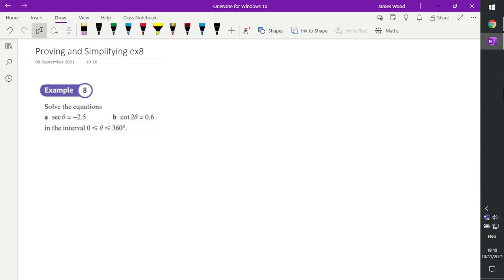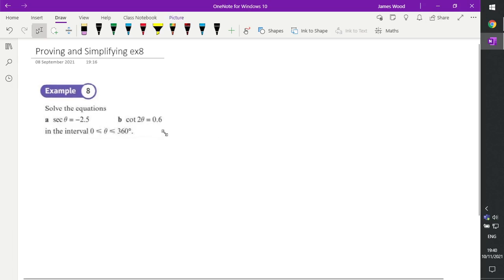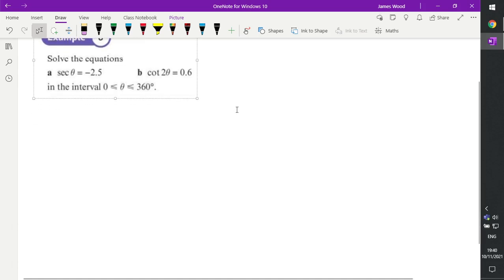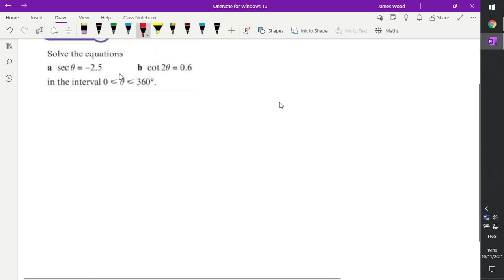In this next pair of questions, we've got equations to solve rather than proofs. And again, this works just the same way as the solving trig equations we've done before. We've just got some new functions to deal with. So for part A, sec theta equals minus 2.5, and we're solving it between 0 and 360.